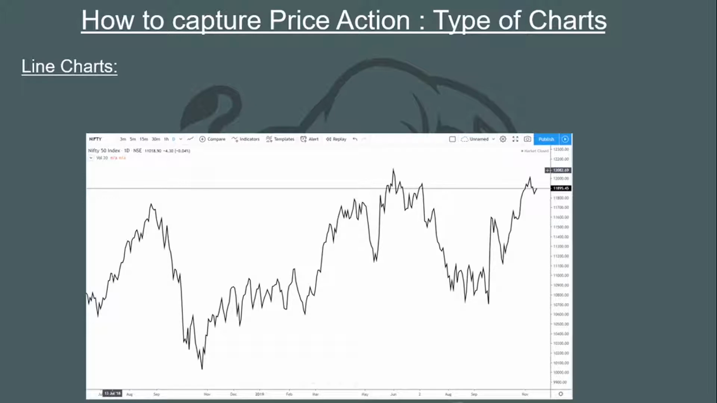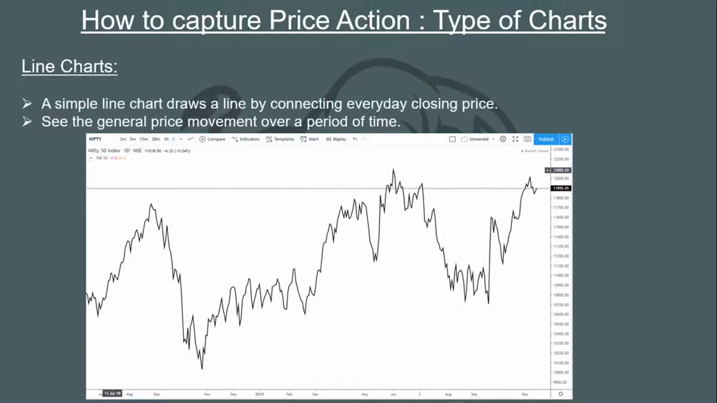Line charts. The picture shows exactly how the line chart looks. It's a very simple chart that draws a line by connecting every day's closing price. It just gives the general price movement over a period of time.